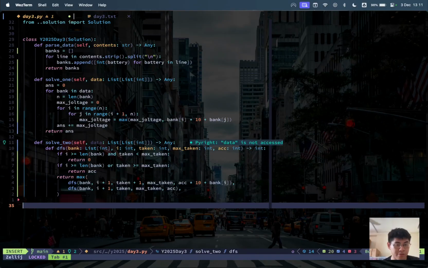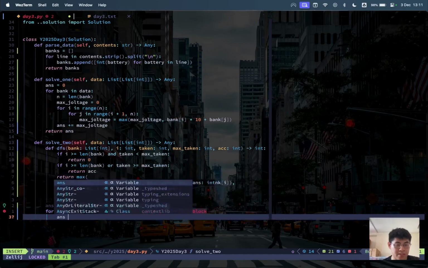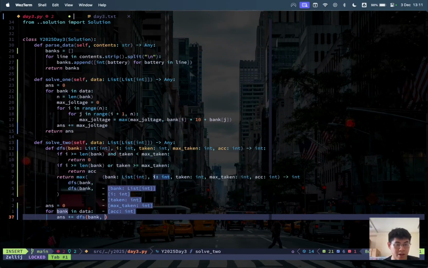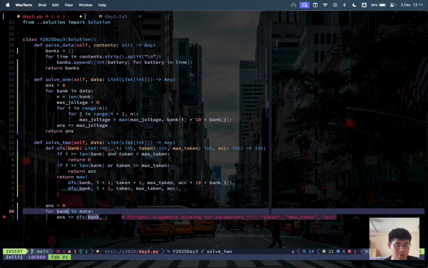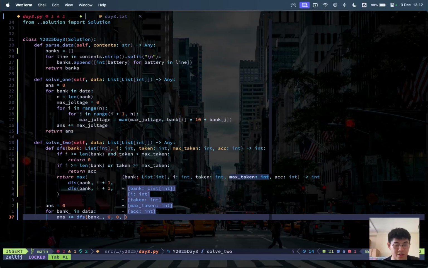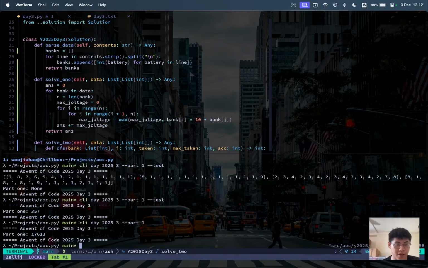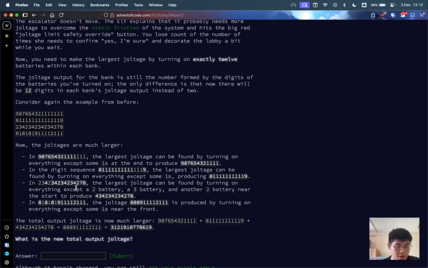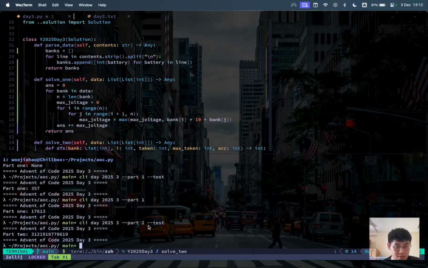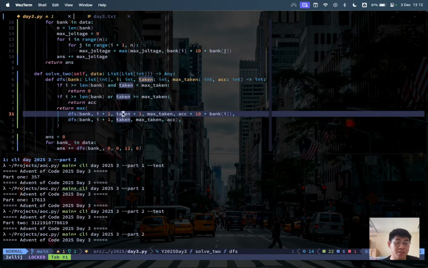And so now that we kind of have the function, we can say that for every bank in the data, the answer increments by the bank. Let's just call this bank underscore, just so I don't have a name conflict. There's none taken, the maximum taken is 12 along with an accumulation of 0, right? Yeah, so you can kind of see here, that's the fundamental logic. I'm pretty sure this might take a while if we just solve it naively.